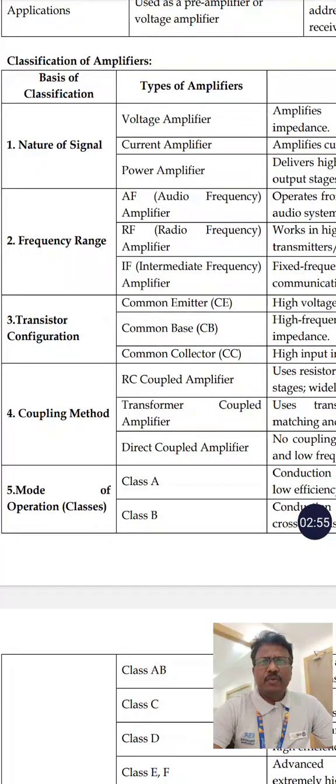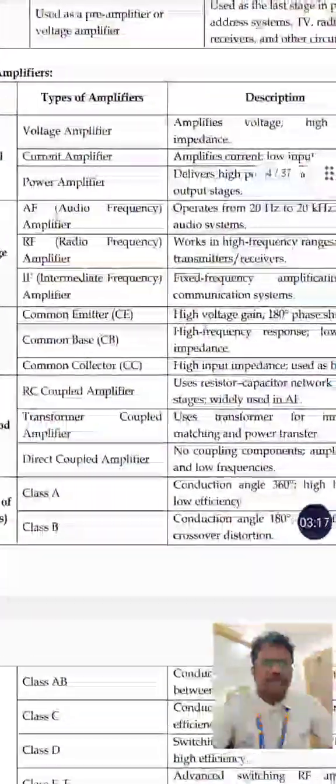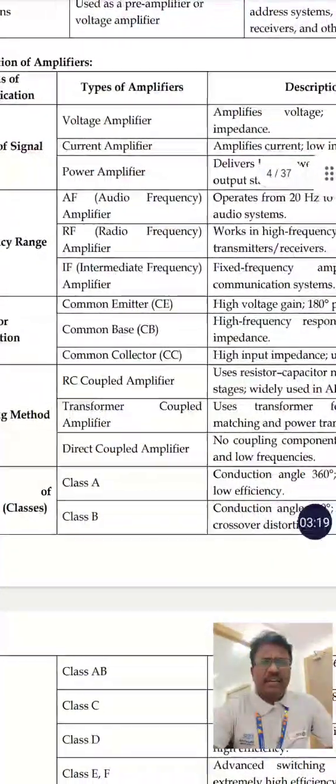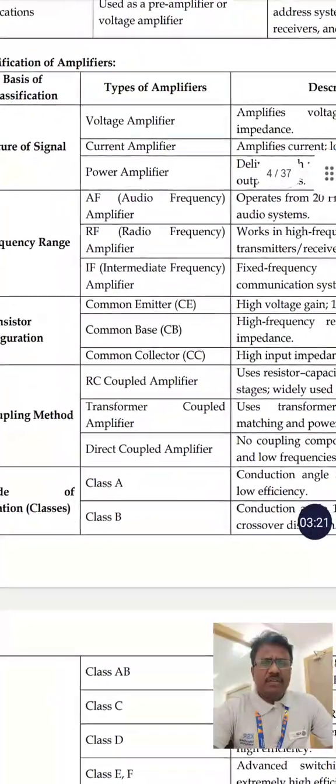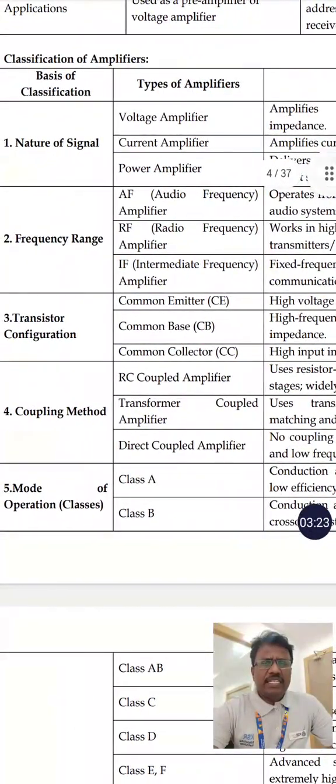Example, if the input voltage is 20 millivolt, output is 2 volt. So therefore the voltage gain is equal to output voltage divided by input voltage, which is equal to 100. So the amplifier increased only the voltage. So this type of amplifier is called voltage amplifier. So next, current amplifier. So these are all based on the nature of signal.